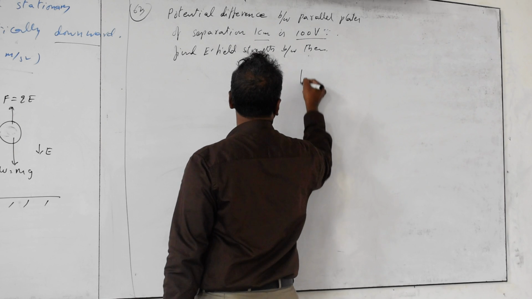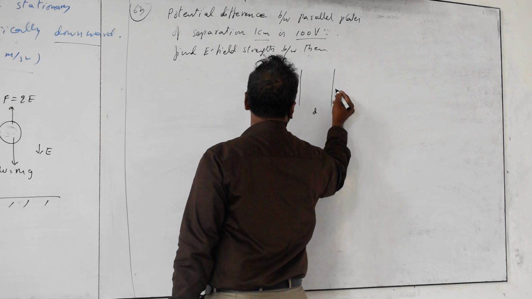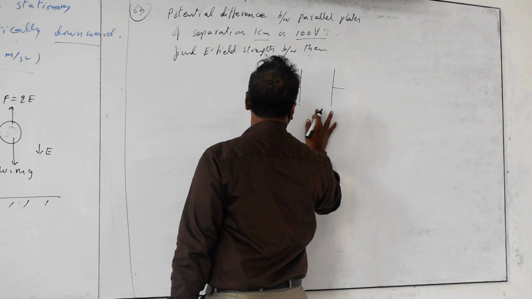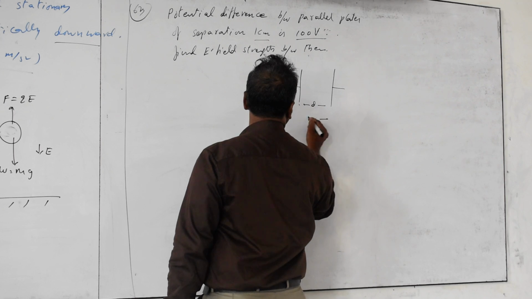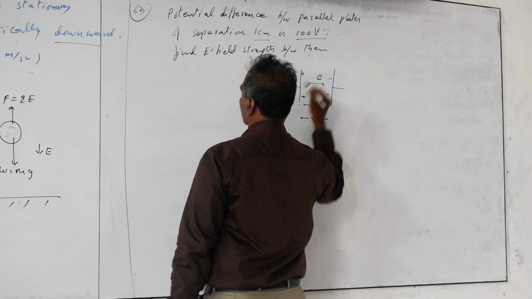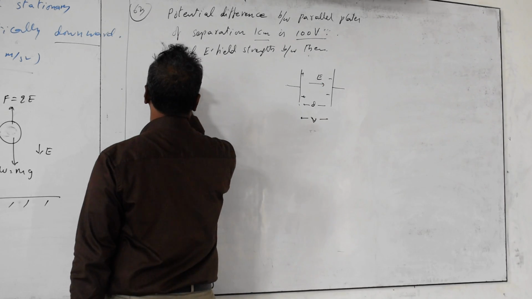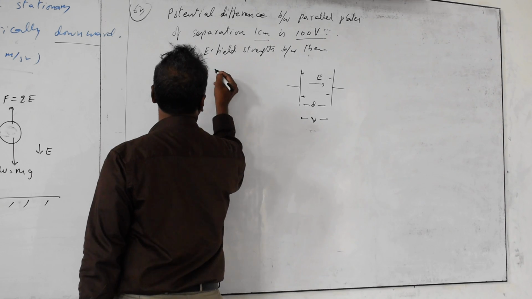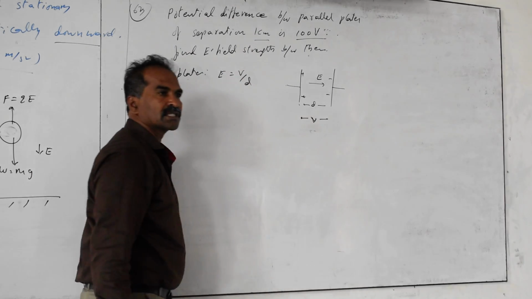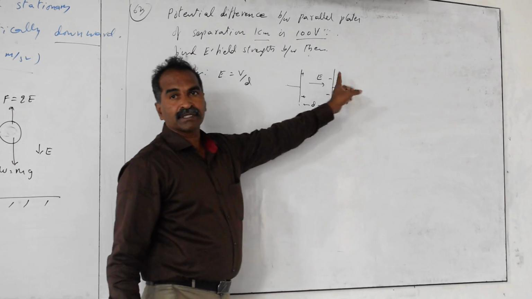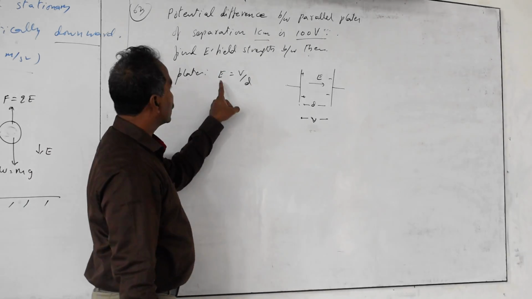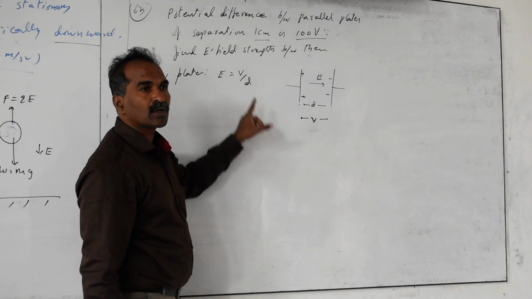We take two plates separated by a distance D, connected to a battery. The potential difference is V, and the electric field is from plus to minus. What is the relation between the plates? If they carry plus and minus charges, the electric field is always 0 outside the plates. For unlike charges, the field is 0 outside and present only between the plates. The relation between electric field, potential and distance is E equals V by D.